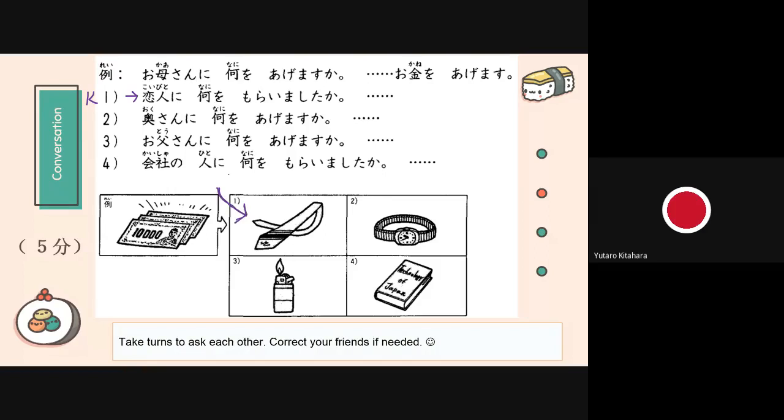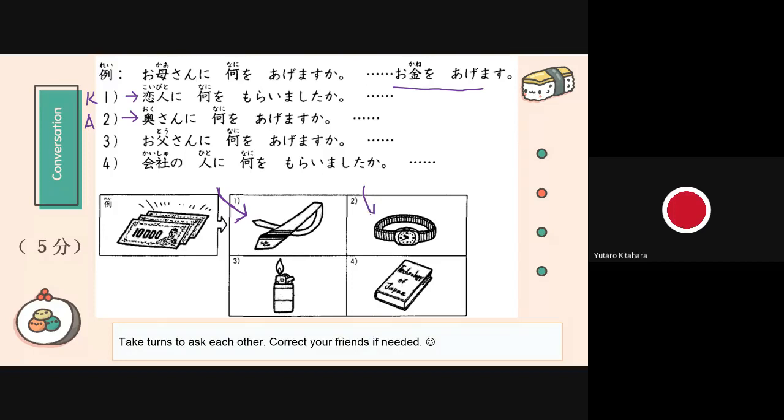Okay, for number one, can I read the example? Okasan ni nani wo agemasu ka? Give what to mom? Okane wo agemasu. Give money. Okay, give money to mom. Kelly can type out first. Don't worry. Okay, Aaron, number two. Okusan ni nani wo agemasu ka? You give what to your wife?